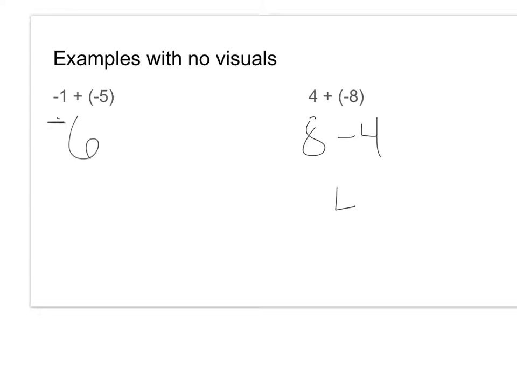So our answer is going to be 4, but do we know if it's going to be negative or positive? We're going to look at our numbers. We know 8 has the bigger absolute value. It's our bigger number. We're taking away more than what we have. We only have 4, and you're taking away 8. So our answer is going to be -4 because we're taking the sign of the bigger number.